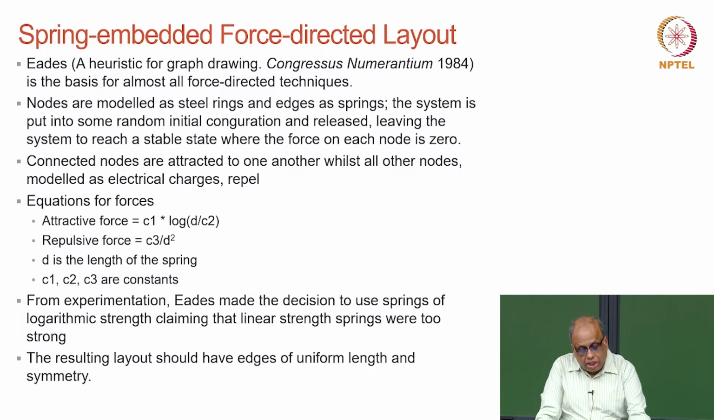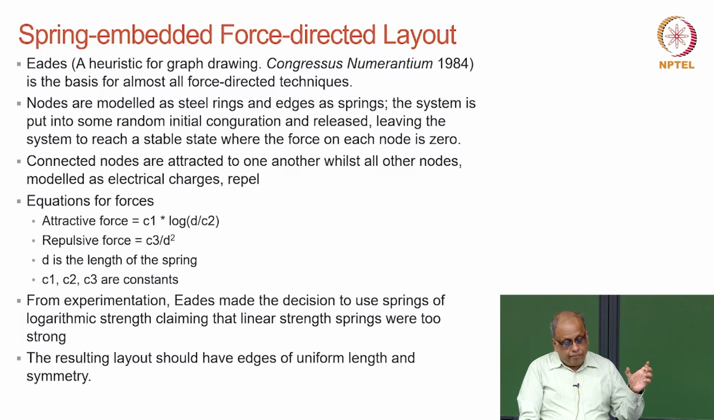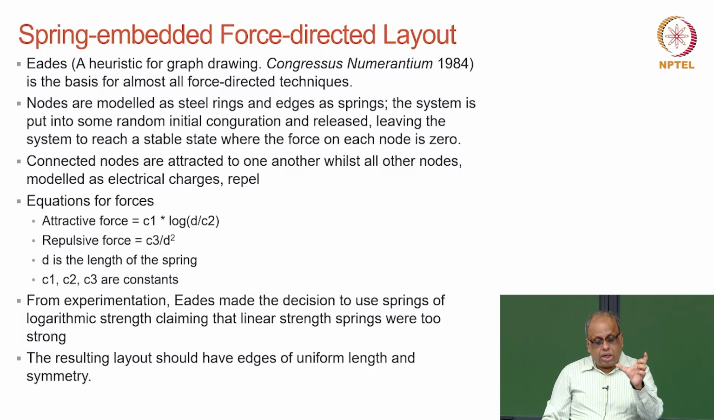So the nodes are modeled as steel rings and edges as springs. Okay. So what happens is that the system is put into some random initial configuration and released, leaving the system to reach a stable state. So the nodes are connected by edges, by the springs. You know, in physics there is something called Hooke's law. So the springs, what they do is that they try to come close to each other.